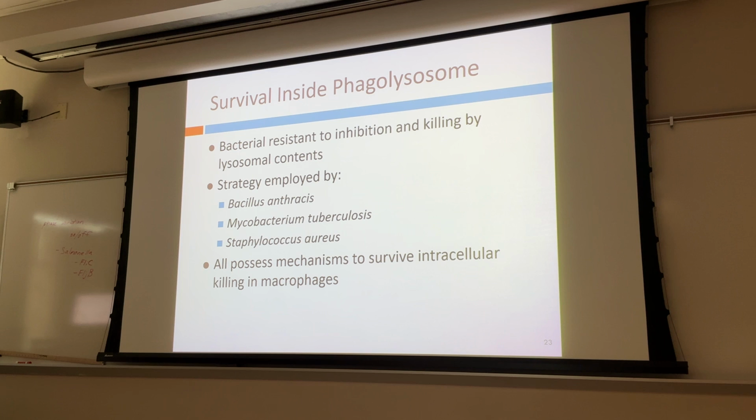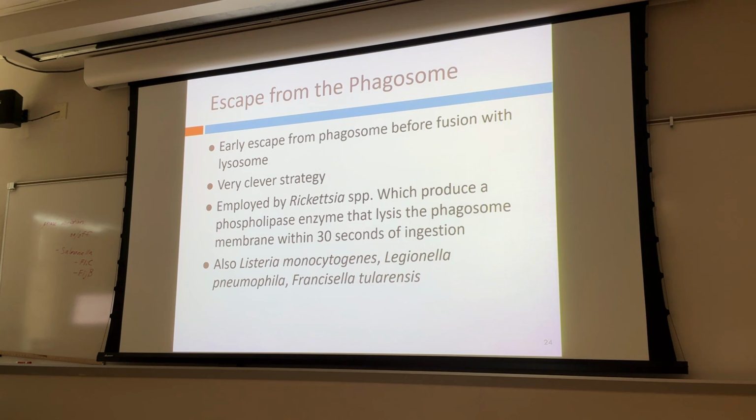So they all possess mechanisms to survive intracellularly, so the macrophage doesn't kill them. So they're hanging out inside the macrophage. They have ways to get around these degradative enzymes in the lysosome. They can hang out inside the macrophage, and then they go undetected by your immune response. Or they can escape from the phagosome.